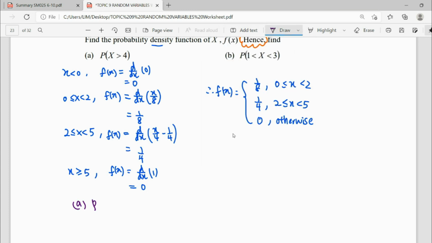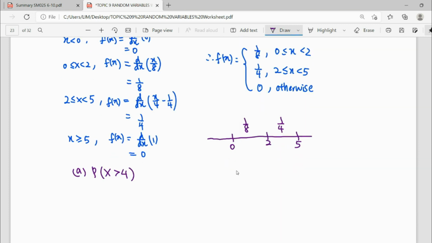So for question A, you want to find the probability x more than 4. Firstly, we want to see the interval clearly. We want to see the area, right? So we can draw 0 until 2, 2 until 5. So here is 1 over 8, here is 1 over 4. This can help us to visualize our area and our piece of the graph more easily. So more than 4, random variable 4 is here. So the area we'll be finding will be 4 up to 5 for the function 1 over 4 dx. So we must use integration to find out the probability using small f.